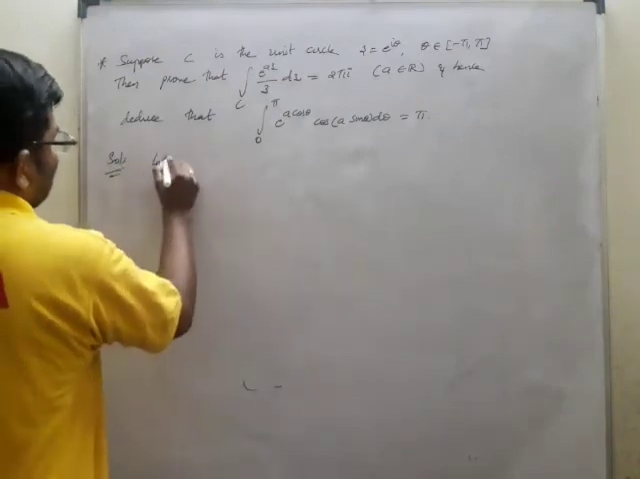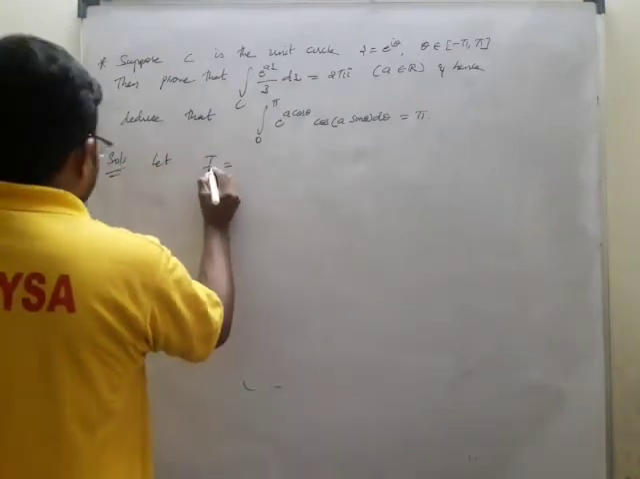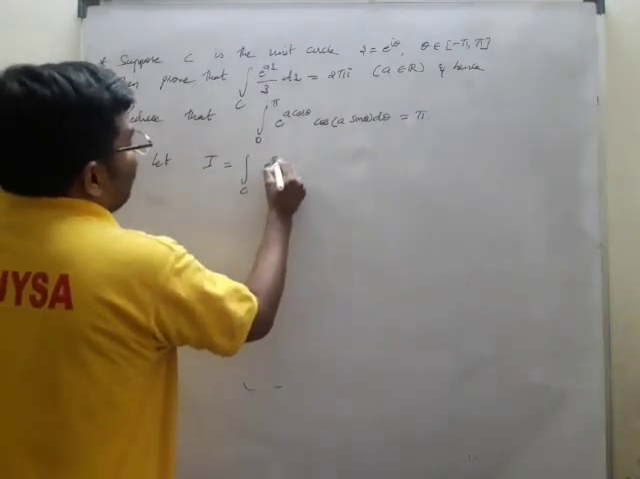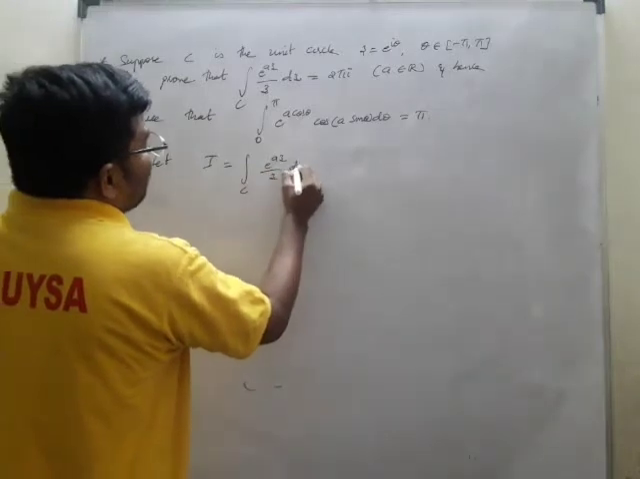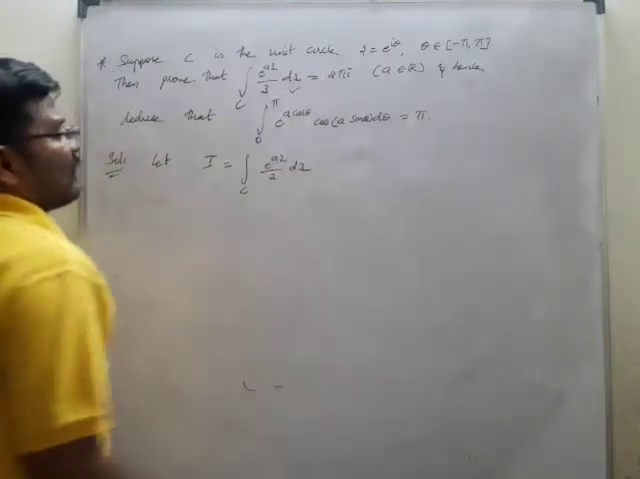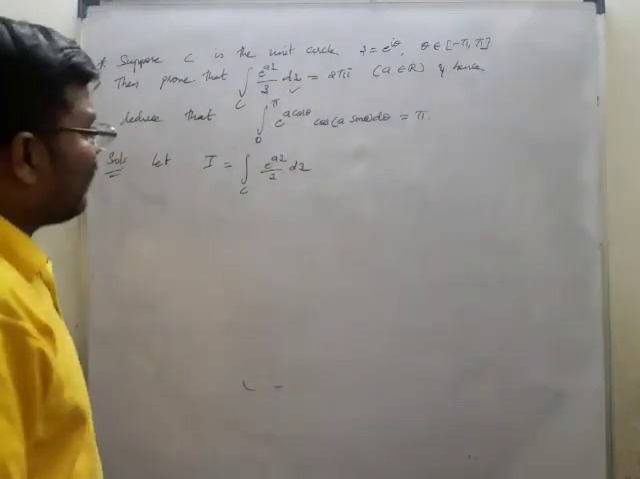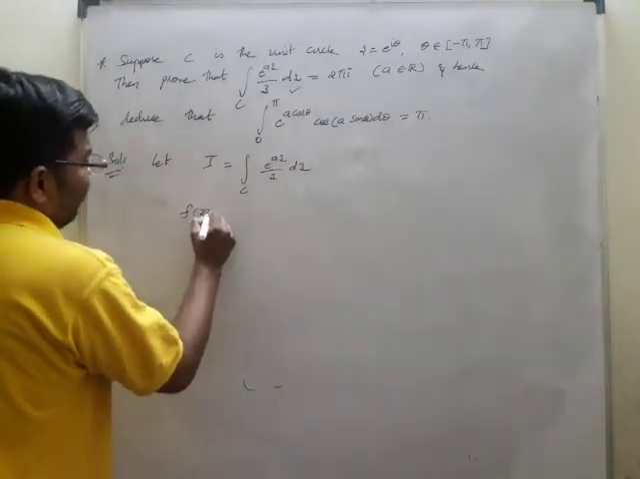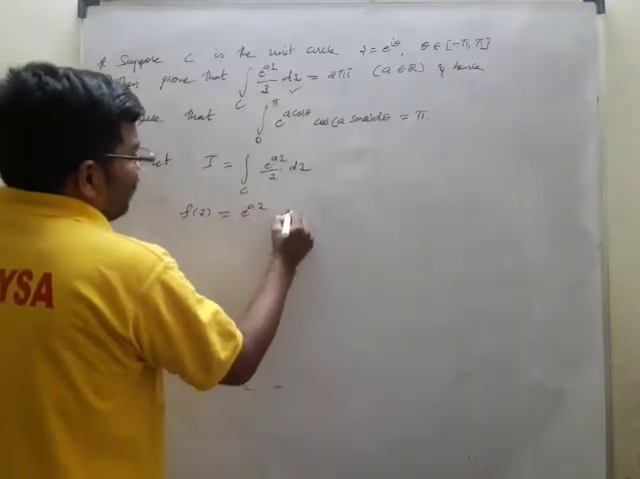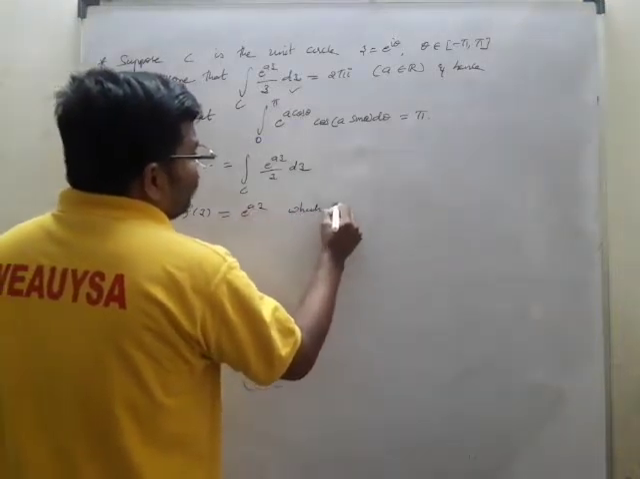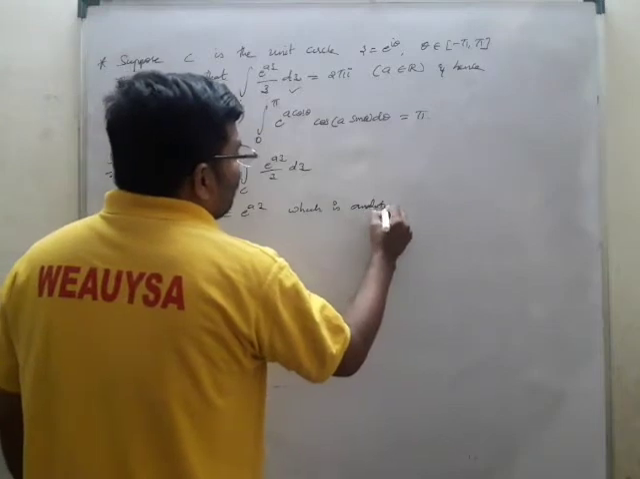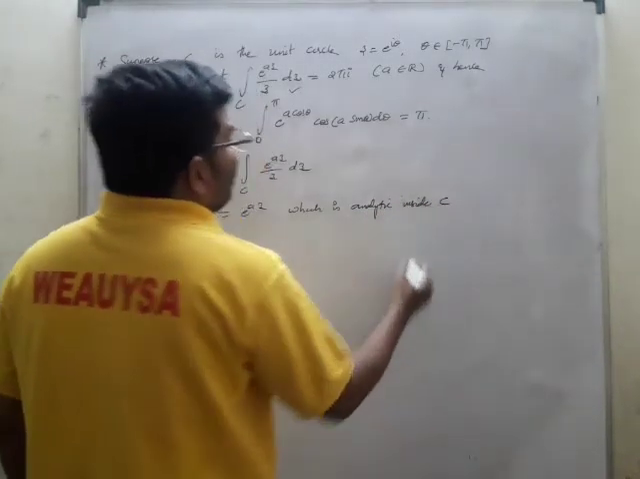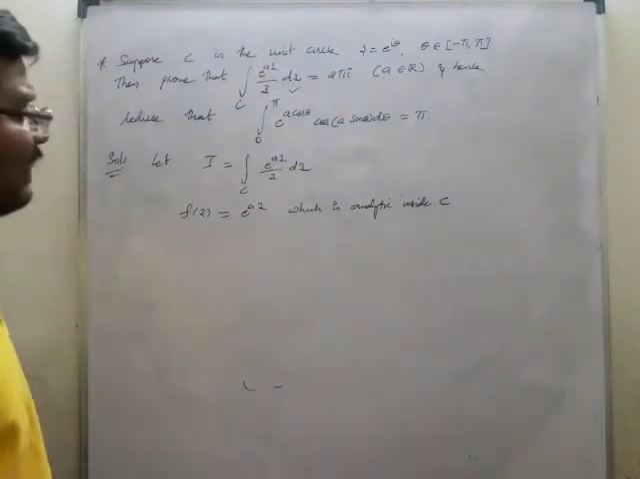Let I be equal to the integral over C of e^(az)/z dz. I am taking this first. Here f(z) is equal to e^(az), which is analytic inside C.